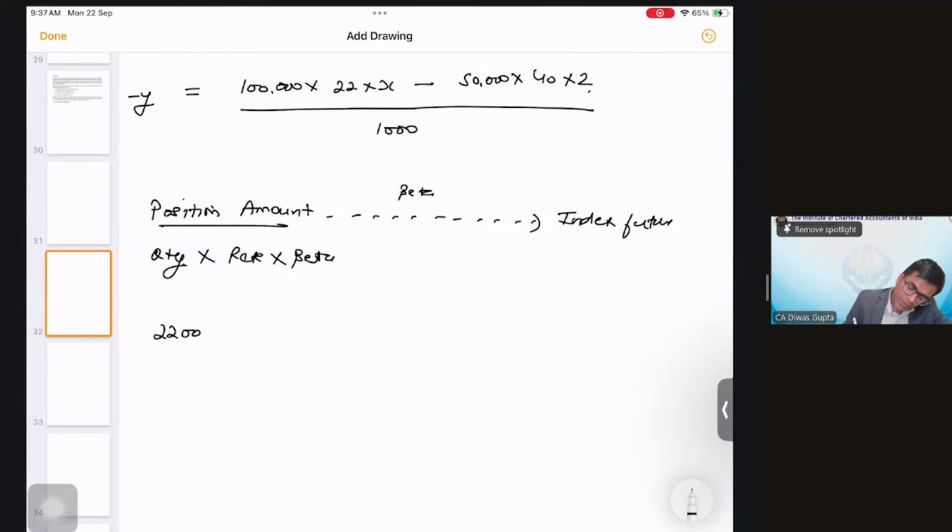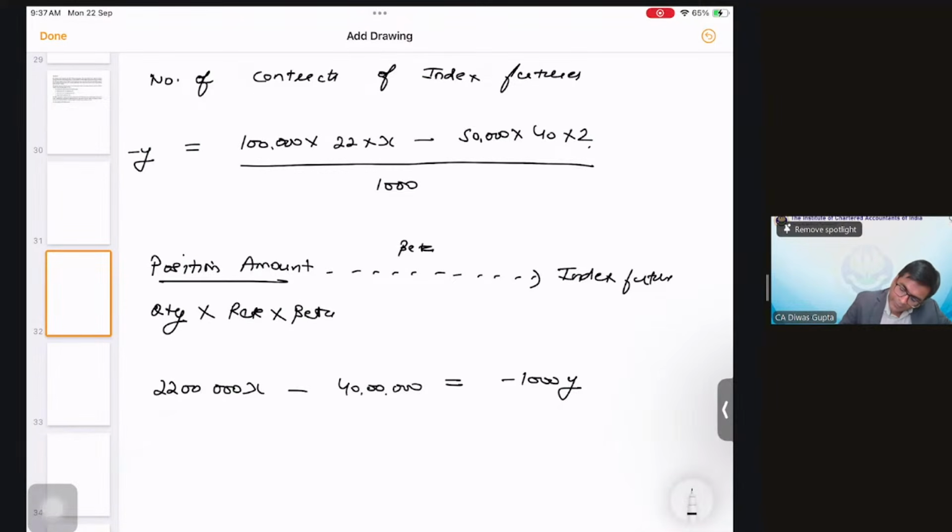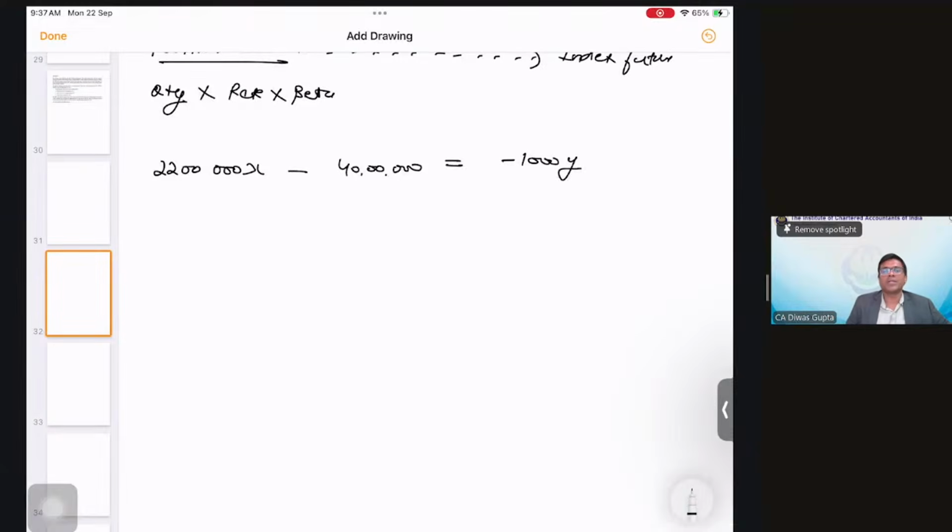So here it becomes 22 lakh X minus 5422 40 lakhs is equal to minus 1000 Y. Okay, so this becomes the overall equation. Okay, now let's say what is our cash outflow on opening day.